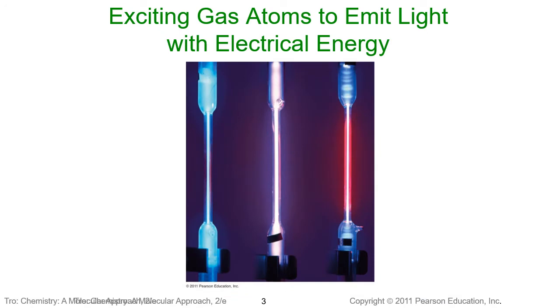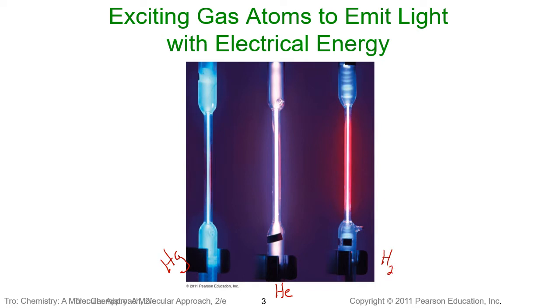So we can add energy through the use of electricity. And the electricity can be passed through a gas. In this case, on the far left side, it is mercury. So the light that is emitted from mercury atoms. In the center, we have helium. And on the far right side, we have hydrogen.